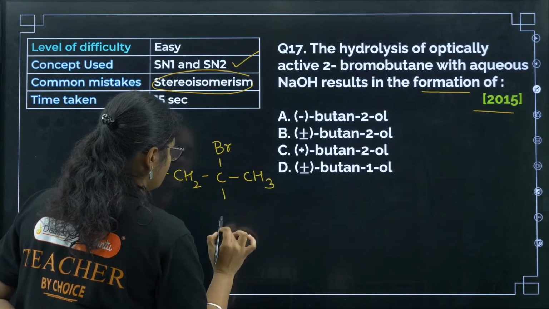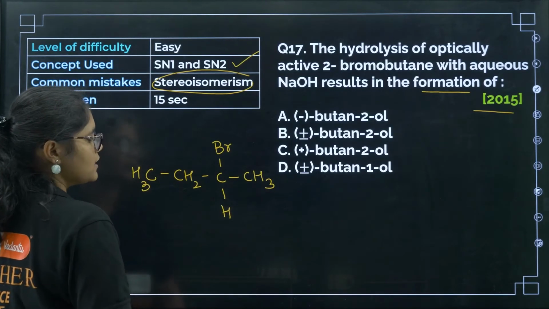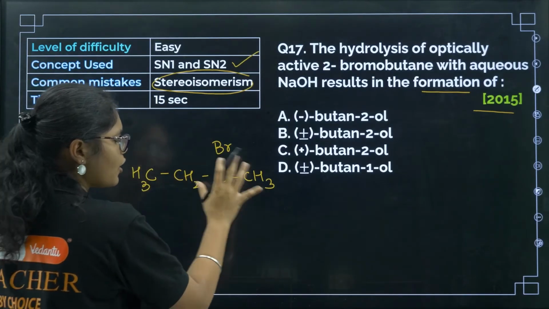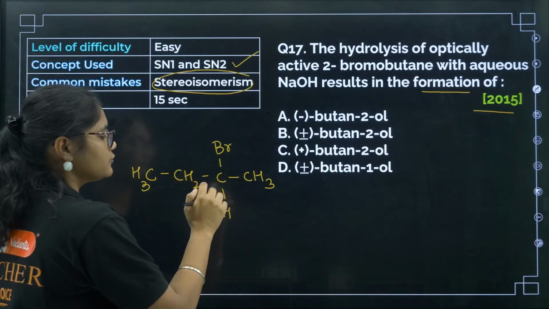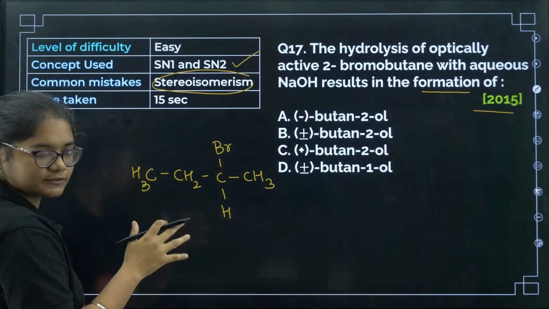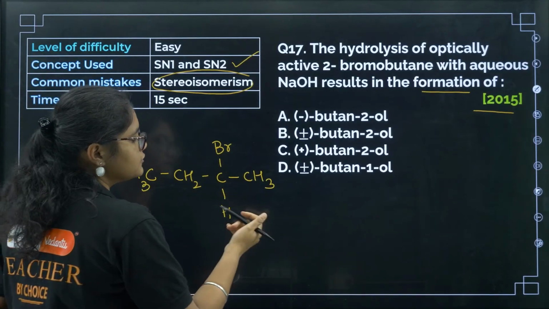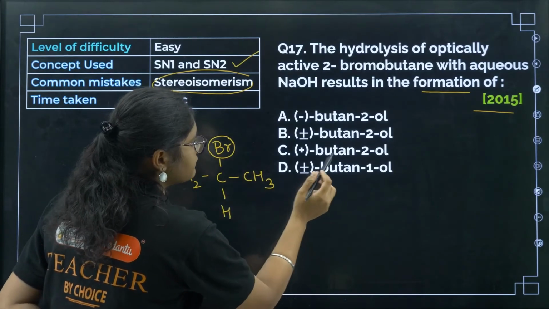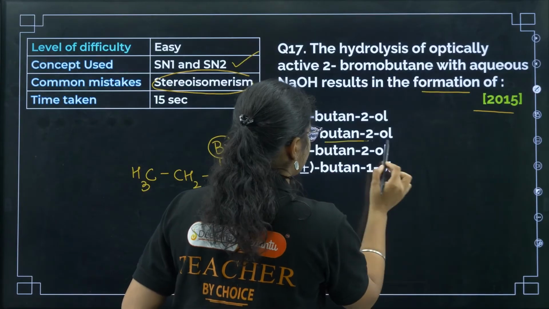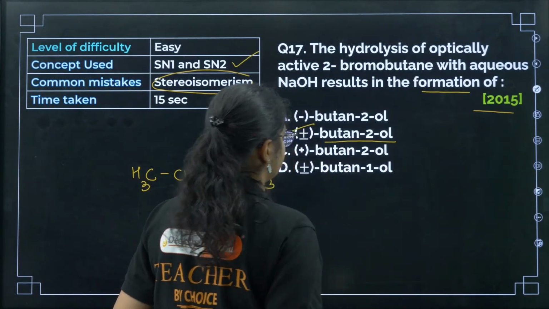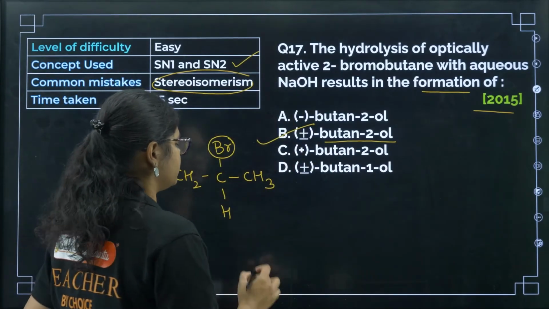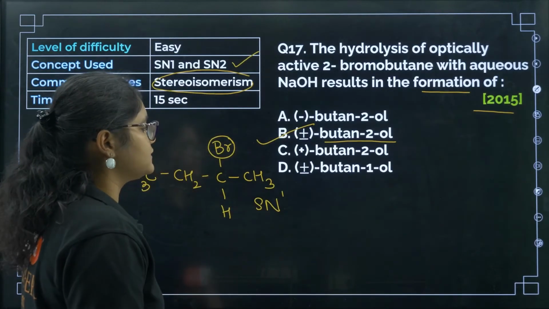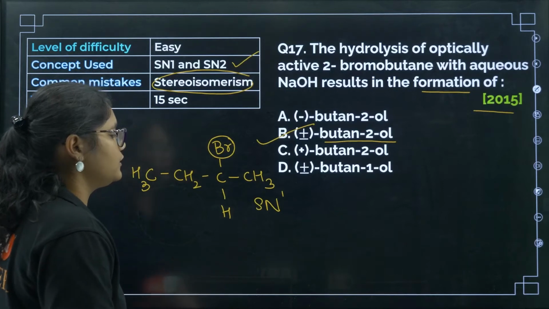Okay, this is 2-bromobutane. Now if you see, this is an optically active compound. So we will get a plus minus of this one, both the isomers will form, and OH will come in this position, right? So this one we will get plus minus butane-2-ol. That is your option number B. Here the SN1 mechanism will be followed. That is why we will get plus minus butane-2-ol.